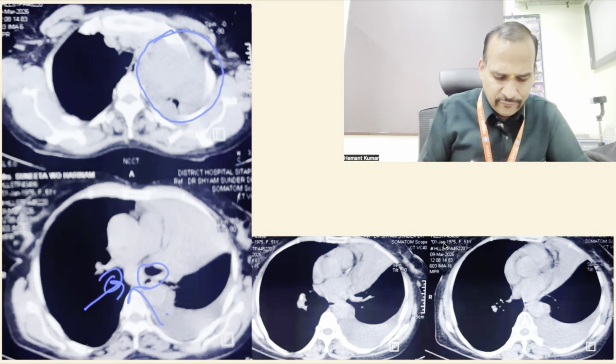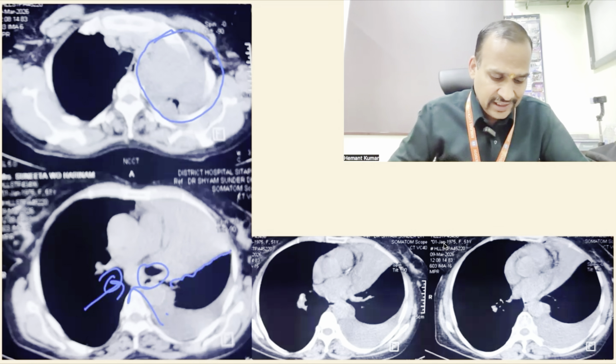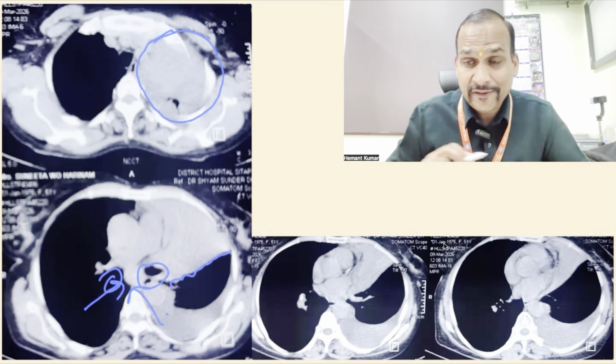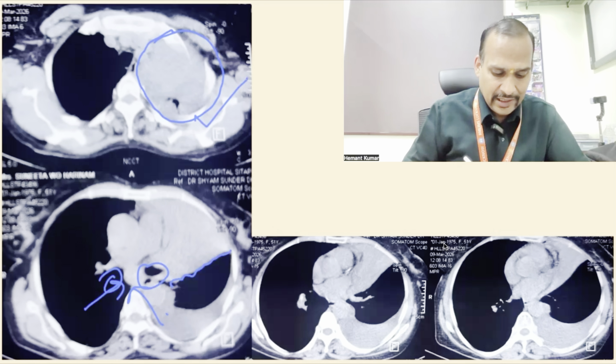So if you see carefully, there is a sharp border of left upper lobe. So this is left upper lobe collapse. This is not a left lobe mass. Mass is there in the upper segment. Here it is collapse, sharp collapse. Okay, you can appreciate there are small bronchi also. This is left upper lobe collapse.